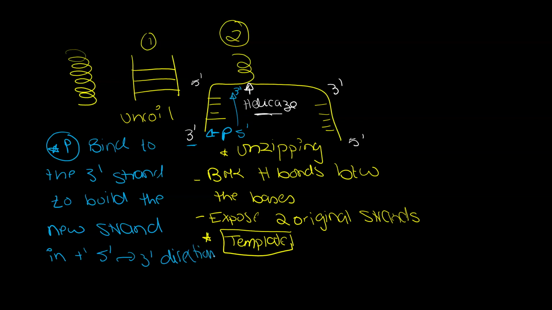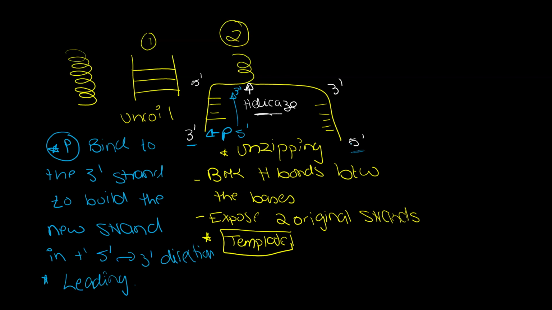Now, this strand will be called the leading or the lagging strand. It is going to be produced or built continuously in one go. So this is the leading strand. Very good. Now the opposite strand is a 5' strand. Can the DNA polymerase bind to this prime end?